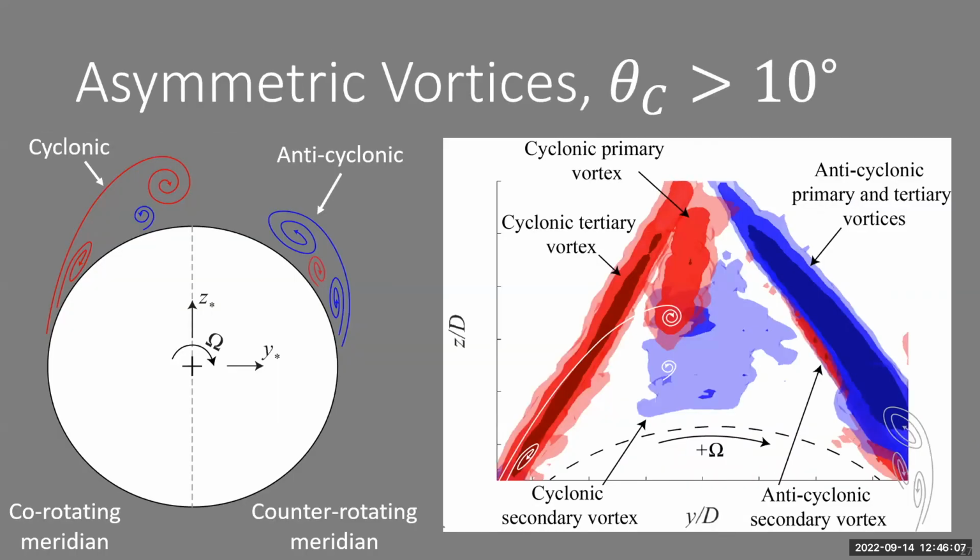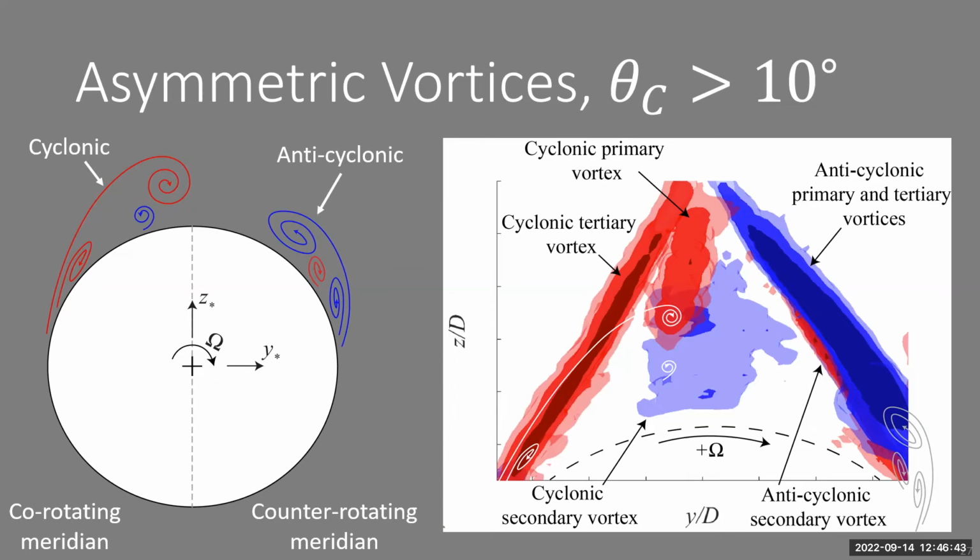So this is just a summary characterizing the asymmetric vortex systems for half angles greater than 10 degrees. We saw that the cyclonic vortex readily detaches from the leeward surface. It never makes it into the counter-rotating meridian. And we speculate that that is an artifact of those vortex triads forming farther apart from one another for larger half angle cones. And since they're forming farther apart from one another, it's not going to be as influenced by the induced flows of the anticyclonic vortex. And that's why it never makes it over into that meridian.